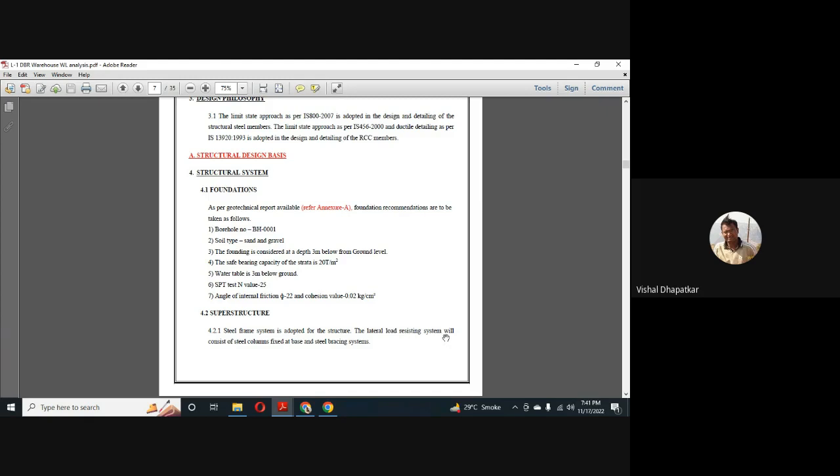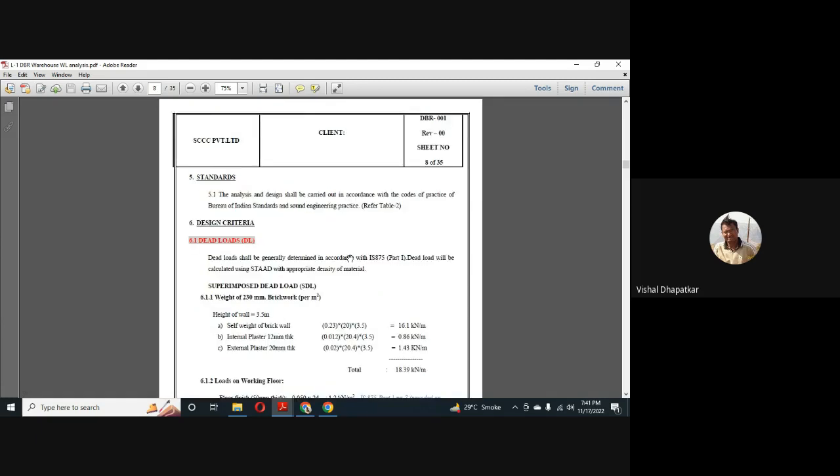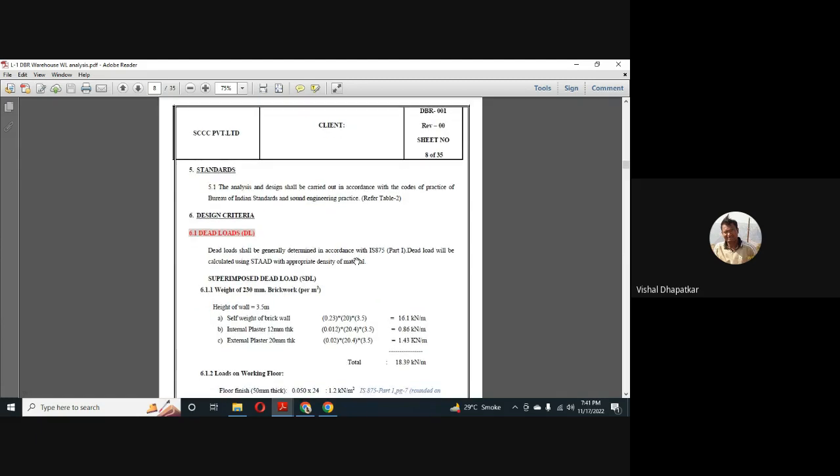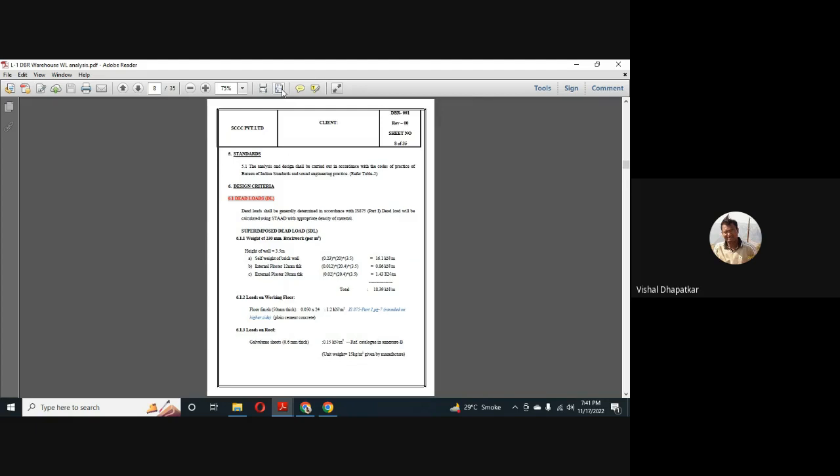Lateral load resisting system will consist of steel column fixed at base and steel bracing system. So normally here in this case we have considered fixed base, but it is always advisable to consider the pin base column. Pin base column. So does anyone have any idea why we have to consider the pin base?